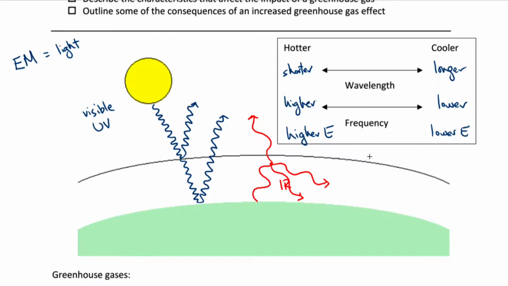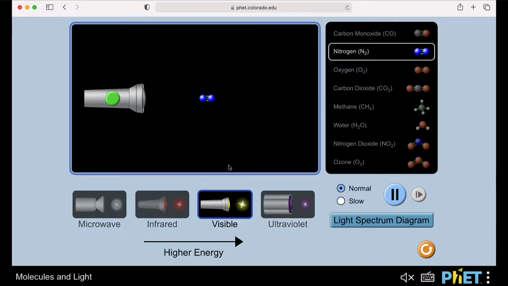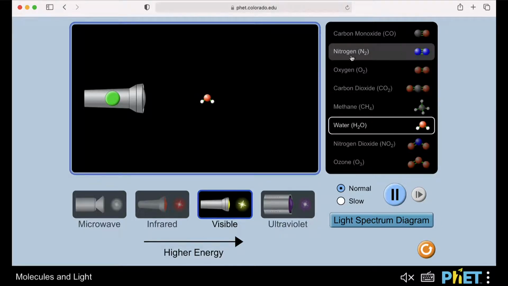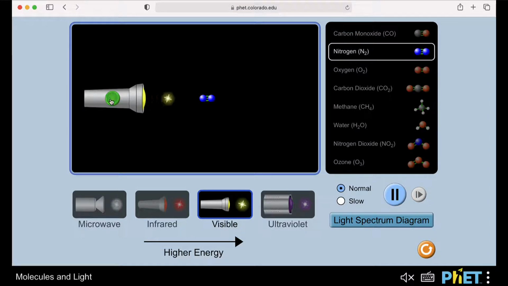Let's look at a simulation to unpack this a little further. This is the molecules and light simulation from PhET, and you can see the URL here at the top. Here I have a molecule of gas, and I can change that molecule here on the right-hand side. And here I have a flashlight. When I turn that on, it's going to emit photons of light, and I've set it to emit visible light, towards this gas molecule. And you can imagine this nitrogen molecule as being a molecule in our atmosphere. In fact, Earth's atmosphere is mostly nitrogen.